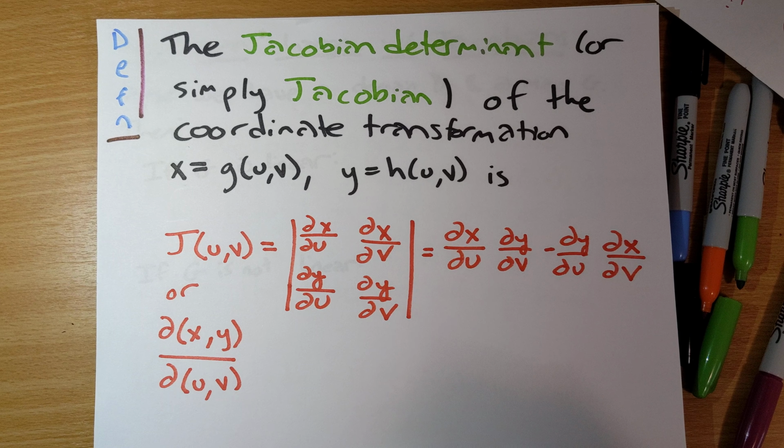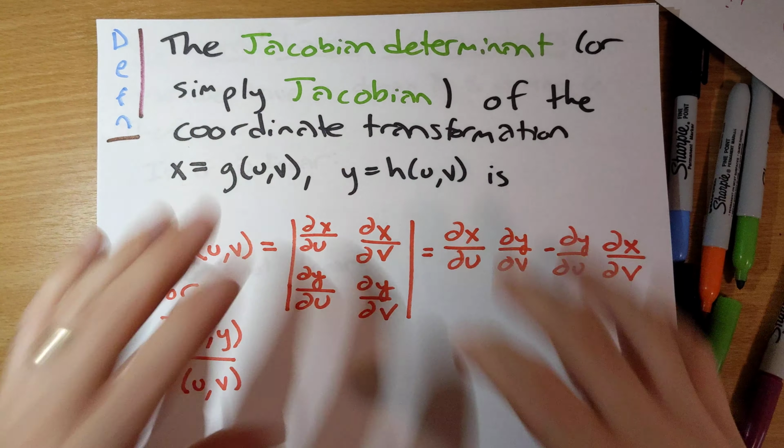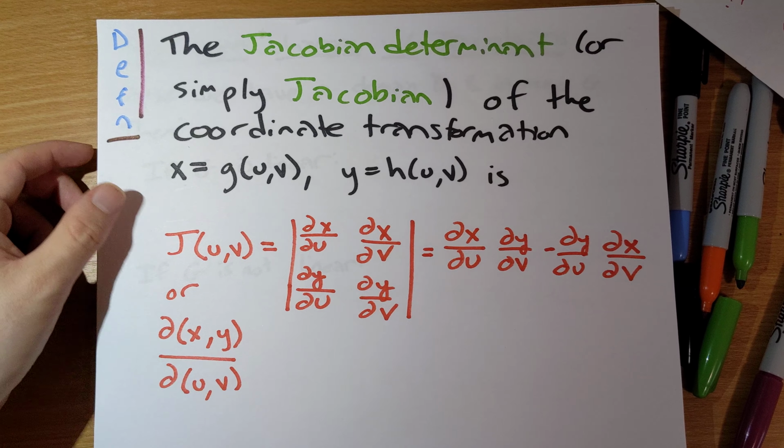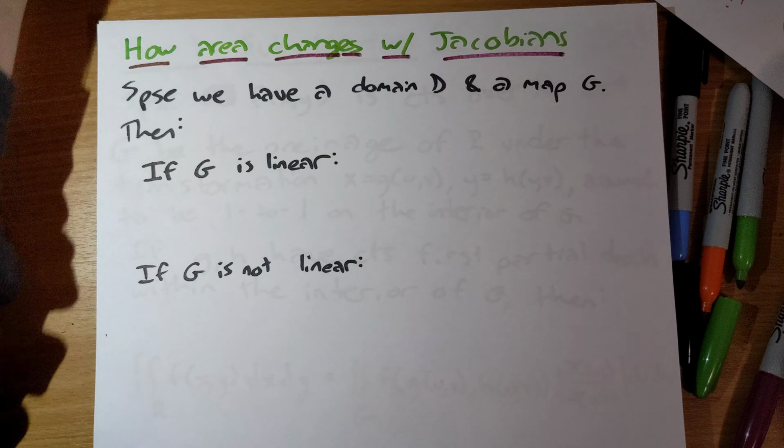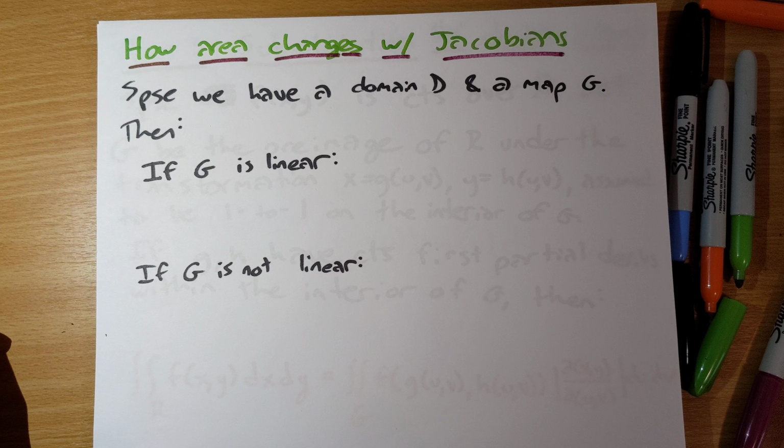Last video was all about the Jacobian. Remember, this is our definition here of the Jacobian. So one little discussion I want to have is how area changes with Jacobians. Suppose we have domain D and a map G, the coordinate transformation here.